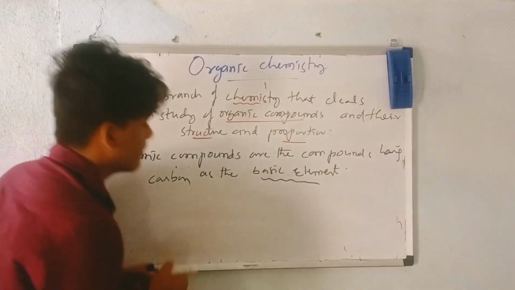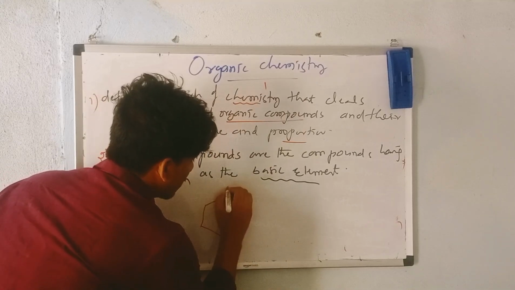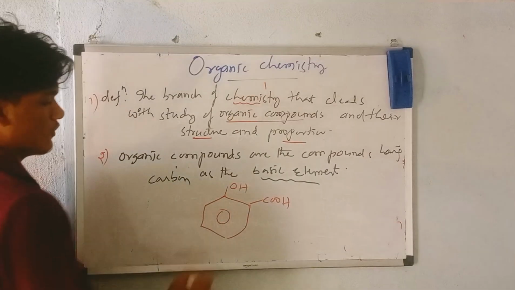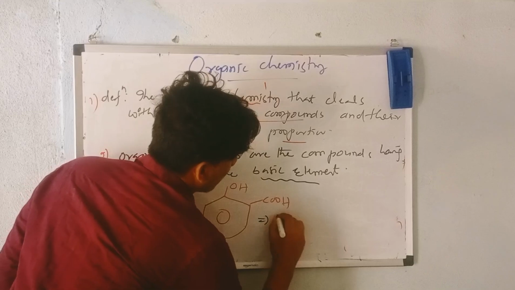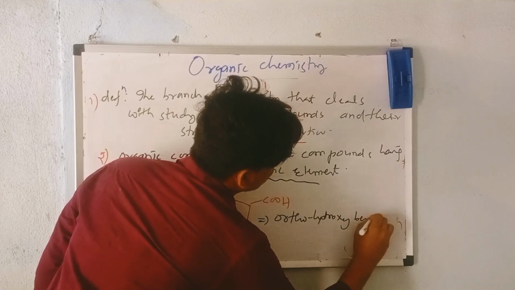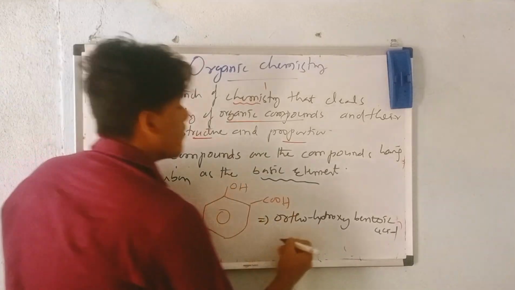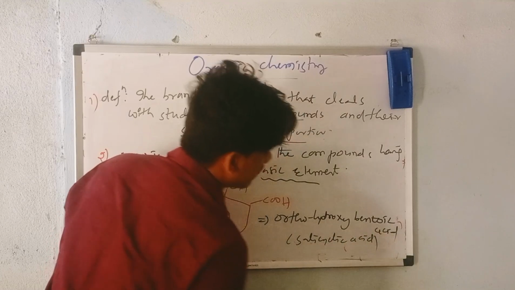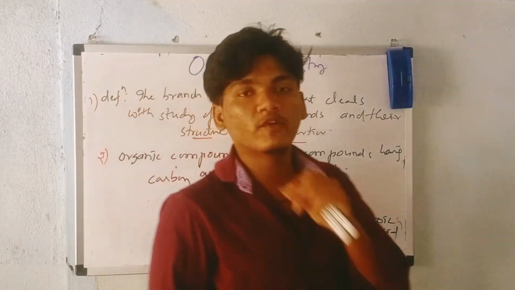For example, if you think of this example, I am writing it like this. It is an organic compound actually. Its name is hydroxybenzoic acid, ortho-hydroxybenzoic acid. Commonly it is called salicylic acid. It is used as a medicine in dermatology, called salicylic acid. Its IUPAC name is ortho-hydroxybenzoic acid.